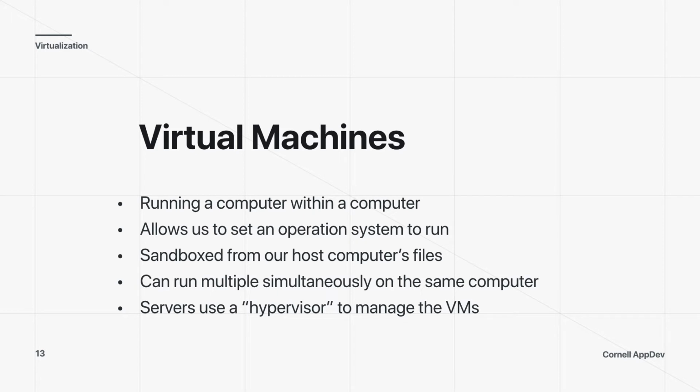So just as an example, I wanted to be able to use some software that was only available on a Windows computer, but I had a Mac. So I installed a virtual machine on my Mac, which let me run Windows on my Mac hardware. It was really slow.